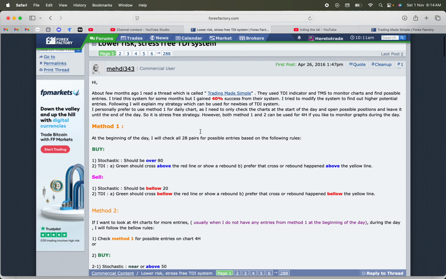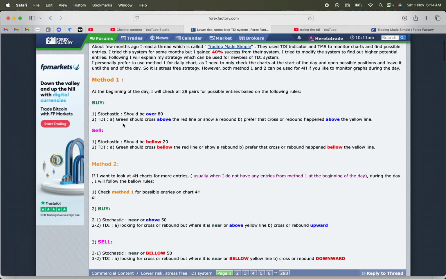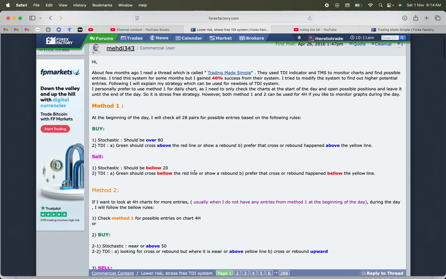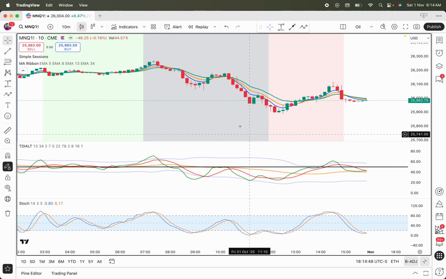Okay, so the strategies are here. There's two strategies. It's so simple. He calls this the lower risk stress free TDI system, and he suggests using it on a 4 hour or a daily. I think method 1 is for the daily, and method 2 is for the 4 hour. Okay, from 2016. But I used it last night on a 10-minute chart and had a really great profitable session.